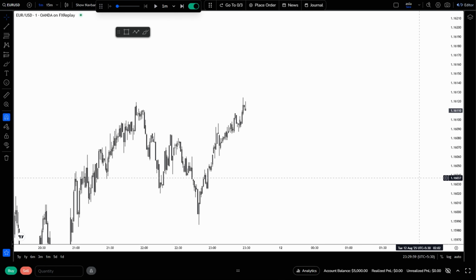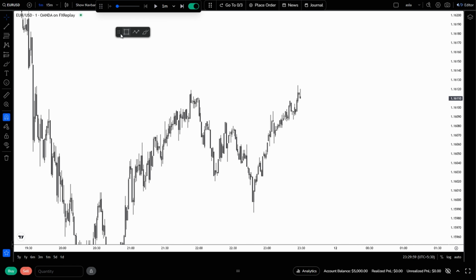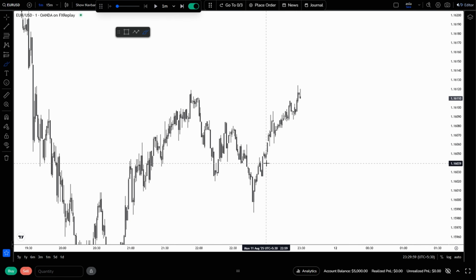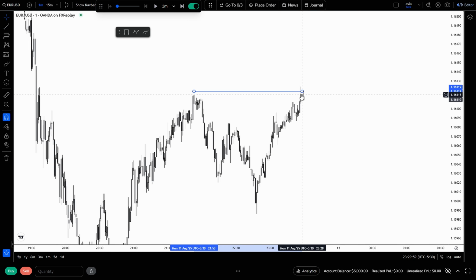Let me show you an example of how this works when we are using unfilled PD arrays for targeting. This is nothing new. I have been saying this for a long time, that instead of targeting opposing side liquidity, you should focus more on targeting unfilled PD arrays. As I've already told you before, you can plan your entry however you want. The entry model does not matter as much here. What matters is how you manage your targets.